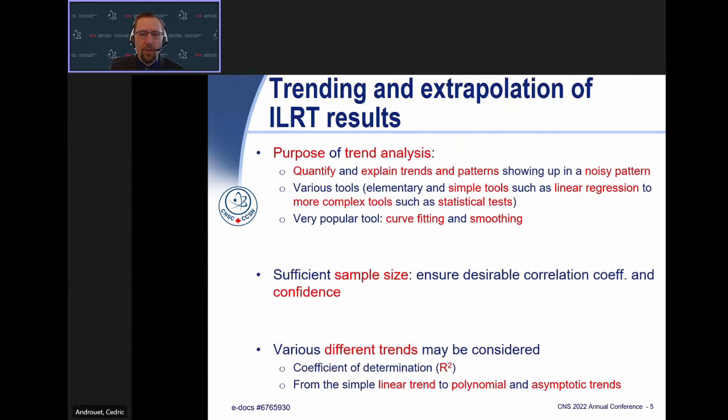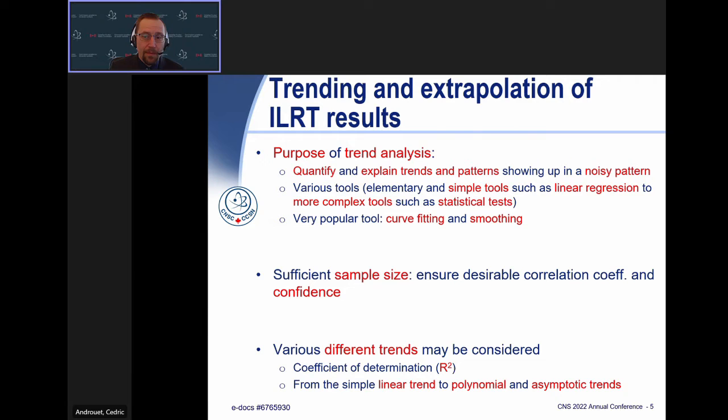First of all, it is worth reminding that the purpose of a trend analysis is to quantify and explain trends and patterns showing up in a noisy pattern over time and to determine to what extent 2 or more numerical variables are correlated. Various tools may be used to identify trends, one of the most popular being curve fitting and smoothing. One important aspect to consider before correlating data is obtaining a sufficient sample size to ensure that the derived correlation can reach a desirable correlation coefficient and confidence.